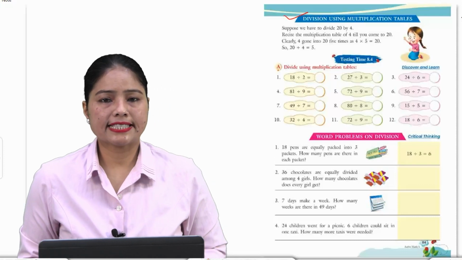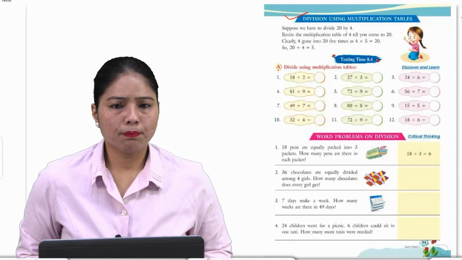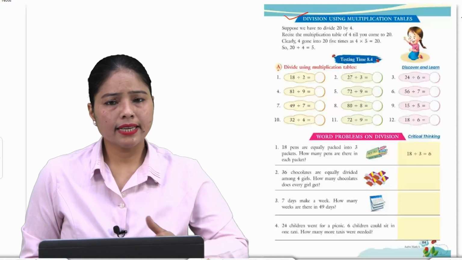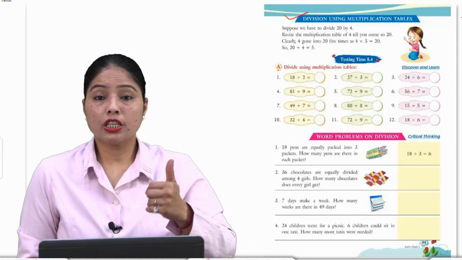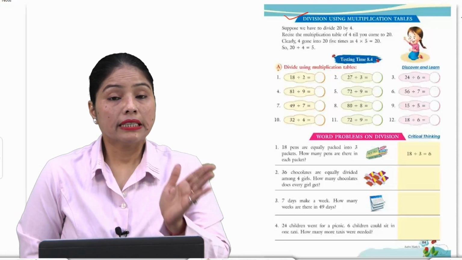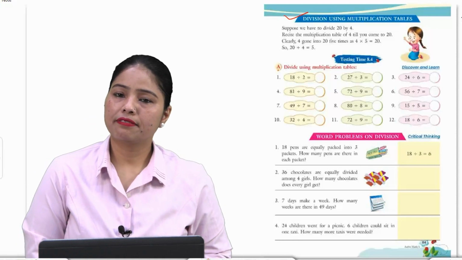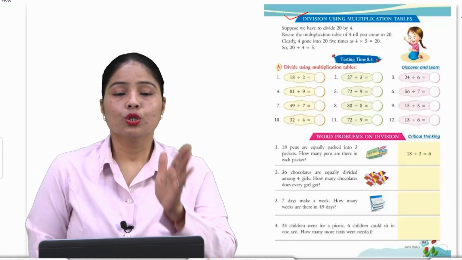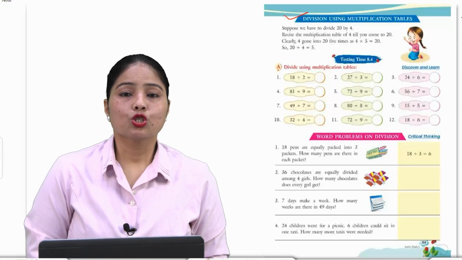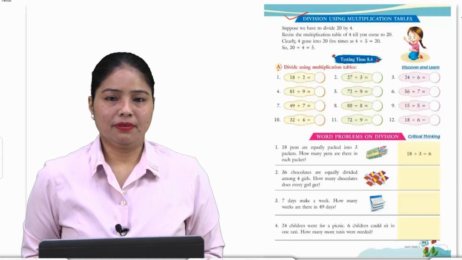So now move on to the next. Division using multiplication tables. Suppose we have to divide 20 by 4. Okay, recite the multiplication table of 4 till you come to 20. You keep reciting until 20 comes. Clearly 4 goes into 20 five times, as 4 into 5 is equal to 20. So 20 divided by 4 you will get 5. Okay. So this is how we do division with the multiplication table.